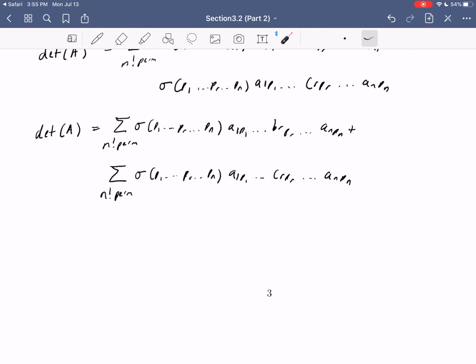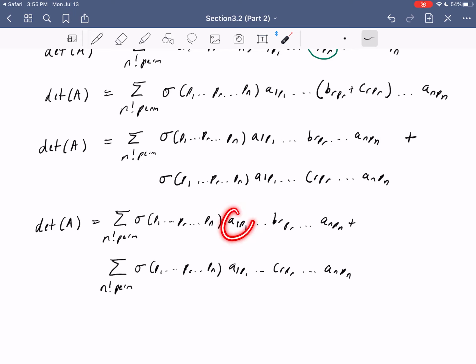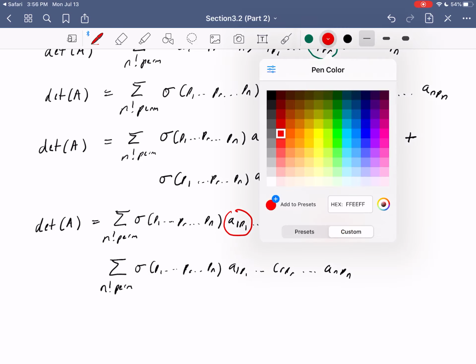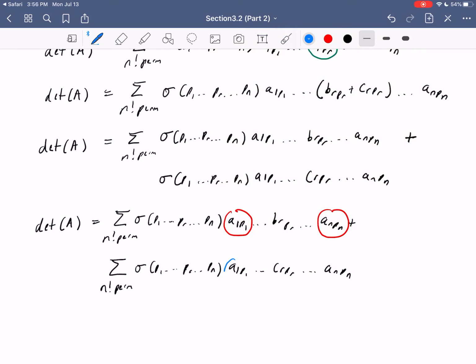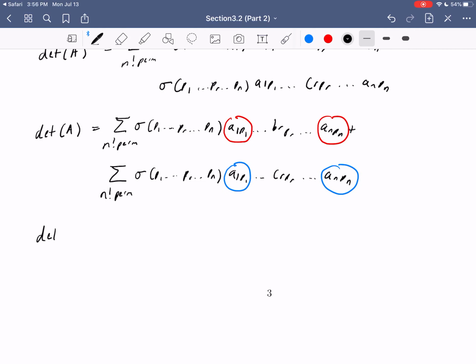The last trick is to remember that every other row of matrix A is the same as every row of matrix B, and the same as every row of matrix C, except for that rth row. So I'm going to replace all of these with the corresponding elements from B, and I'm going to replace all of these with the corresponding elements from C. So I can rewrite this and say that the determinant of A is the sum over the n factorial different permutations, the sign of P1 to Pr to Pn.